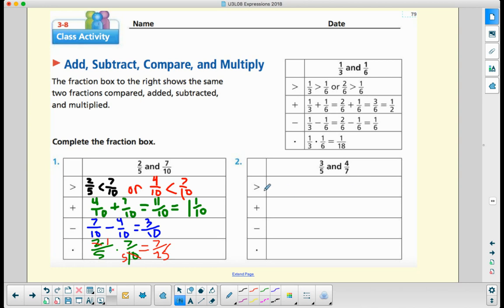3/5 and 4/7. First, comparing. 3/5, well, I remember 2/5 is half, so 3/5 is greater than half. 4/7, well, 3.5/7 is half, so they're both greater than a half. So I can't compare using my benchmarks. So I'm going to use common denominators. 5 is not a factor of 7. 5 and 7 only have a common factor of 1. So I'm just going to use 5 multiplied by 7, 35, for my common denominator.